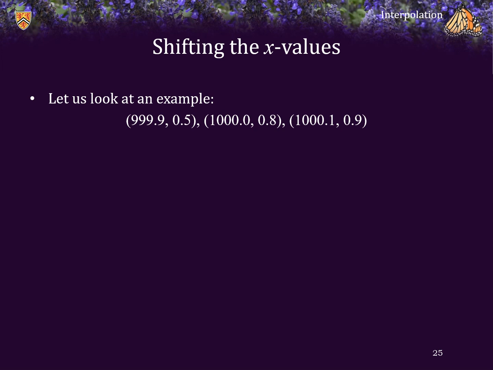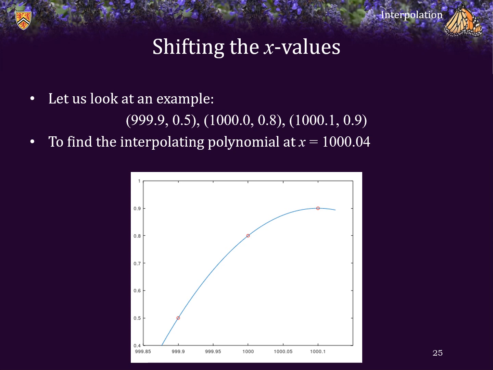Let's take a look at this example. Here we are trying to find an interpolating polynomial that passes through these 3 points. All right, so we'd like to find this interpolating polynomial, and we'd like to evaluate it at the point x is equal to 1000.04. This is exactly the value y is equal to 0.864. And again, I chose the y values specifically to give us this reasonably clear and exact answer.